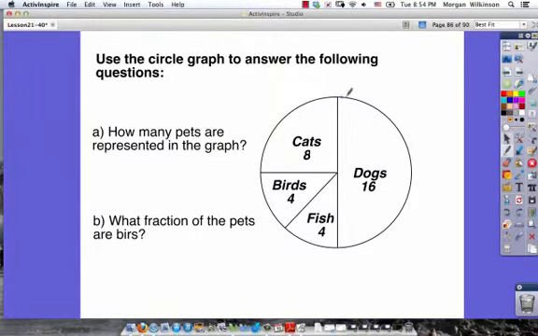Now if we look at the graph, we know if we go all the way around and count everything in it, that's our whole. So if we figure out how many pets are in the graph, we're able to do that. Let's see. We've got 16 dogs, 8 cats, 4 birds, and 4 fish. So if we want to know how many total pets there are, we have to add everything up. So we're going to get 4 plus 4. Well, that's 8. Plus 8 more. 8 plus 8 more is equal to 16.